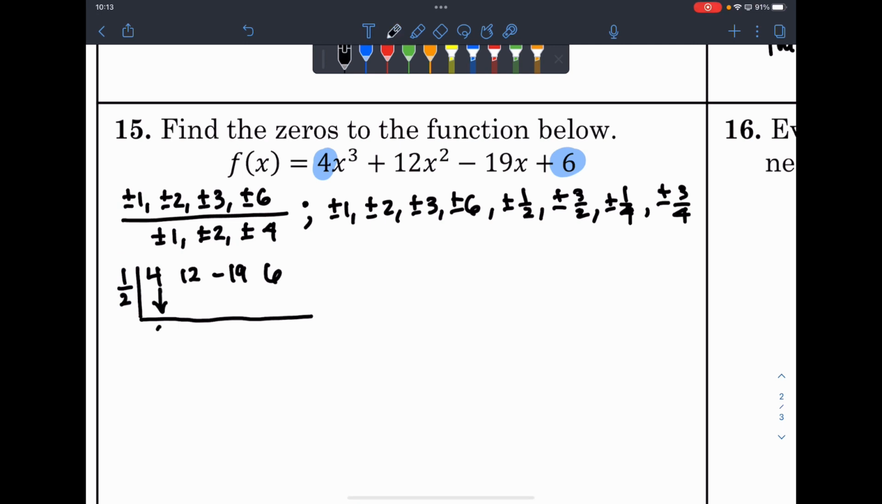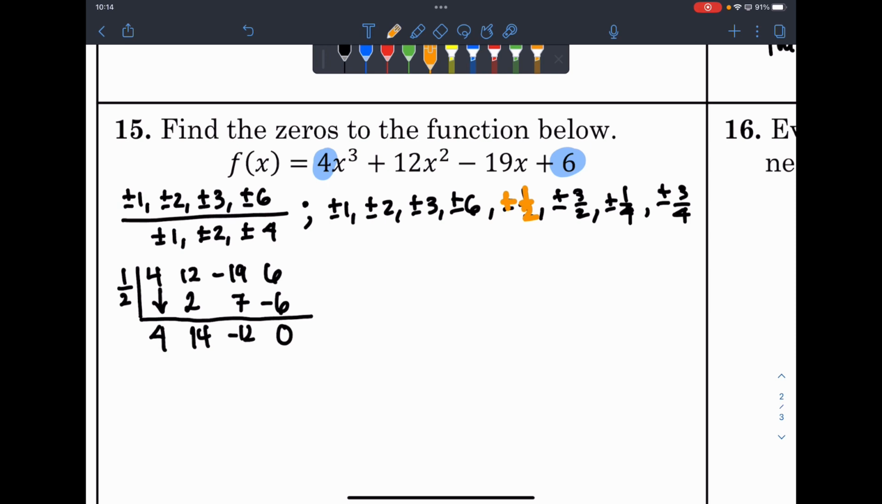So let's see, let's bring down the 4, multiply, that's 2. This adds up to 14. Half of 14 is 7. That adds up to negative 12, and half of negative 12 is negative 6, which adds up to 0. So there we have it. x equals 1/2. So let me highlight that. So x is going to equal 1/2.